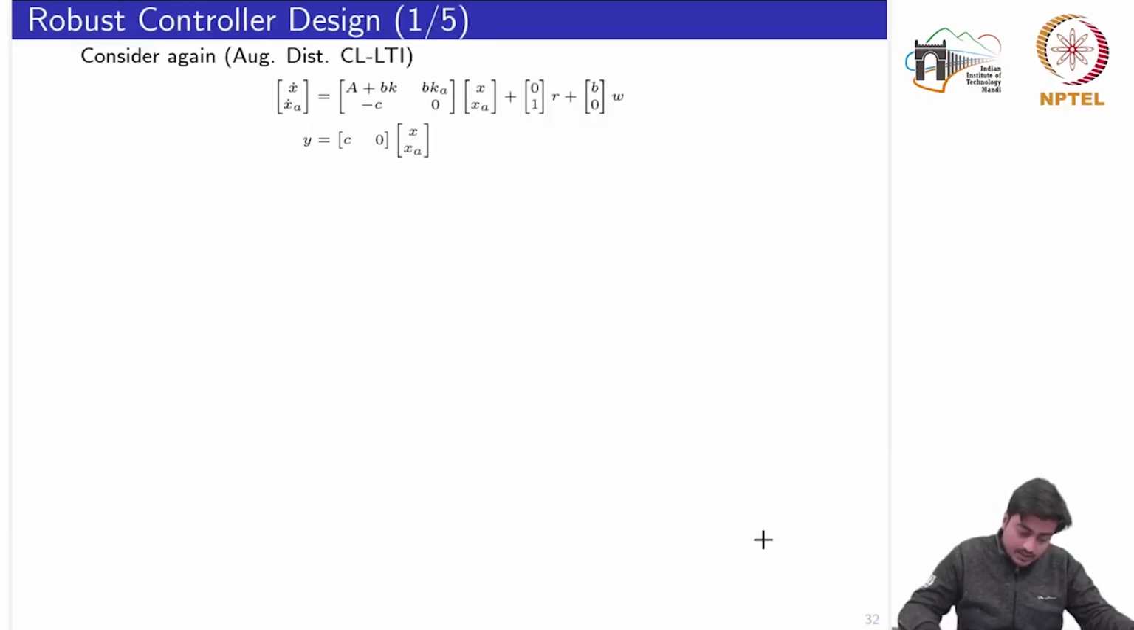Okay, so now we'll discuss the results we have obtained from this lemma. Over the next 5 slides, we will carry out the design of the robust controller. So consider again the augmented disturbed closed loop LTI system, where we have obtained this A, B, and the rest of the matrices associated with the state, the reference signal, and the disturbance signal by substituting the control law. The control law, if you recall, is given by U equals K times X.